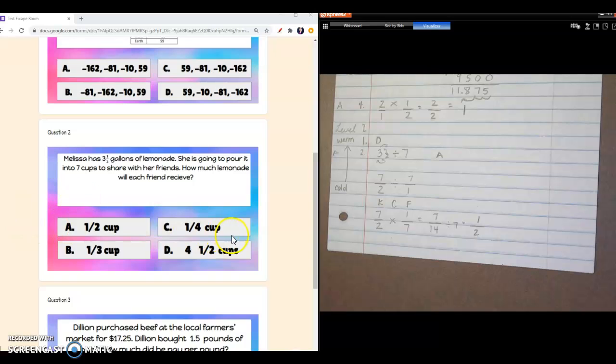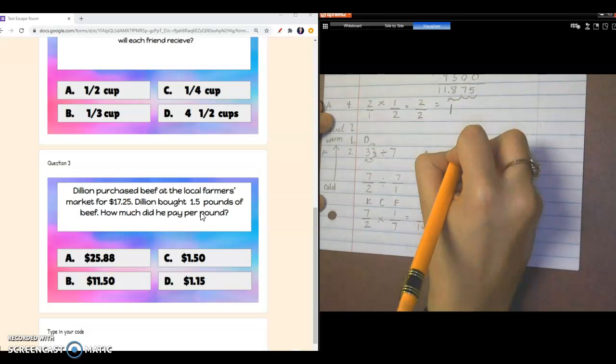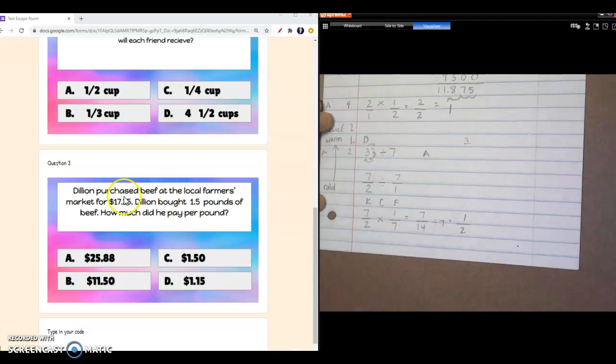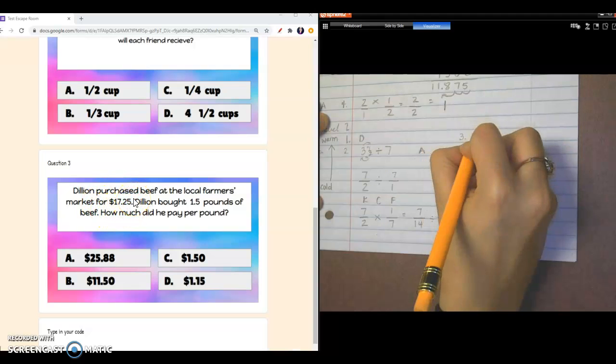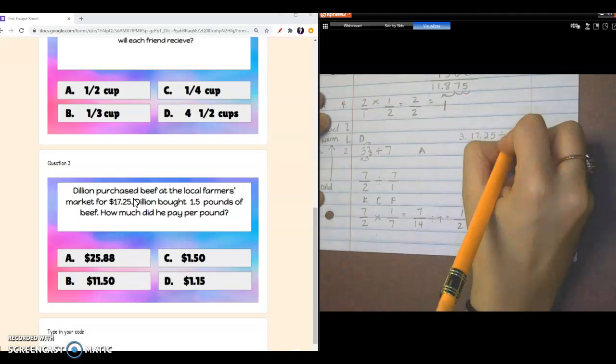And then the last question. Dylan purchased beef at the local farmer's market for $17.25. Dylan bought 1.5 pounds of beef. How much did he pay per pound? So per is one of my keywords. Now that means I can multiply or divide. So then we need to ask ourselves, do they give us a total or do we need a total? So they gave us a total amount that he spent. So we're going to divide what he spent, $17.25, by the amount of pounds, which is 1.5.